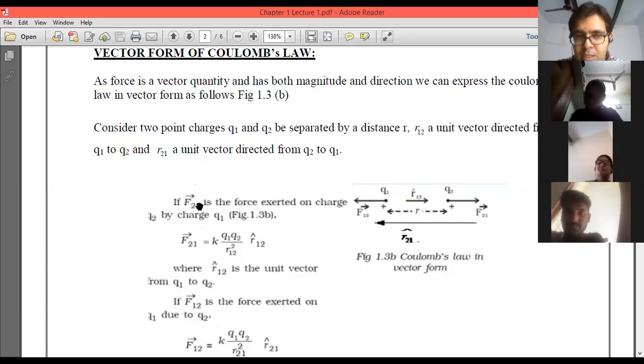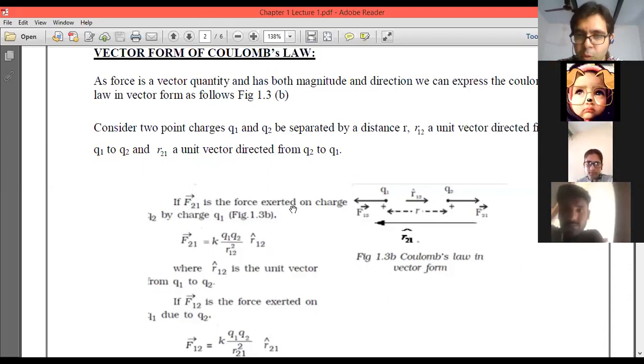So the force exerted by charge 1 on charge 2 is represented by the notation F21. Vector F21 gives the force exerted on charge Q2 by charge Q1. So here lies our charge Q2. It experiences a force due to charge Q1. So this charge Q2 is of the same sign as charge Q1, so it will repel this one. So this is the direction of my force, that is F21.